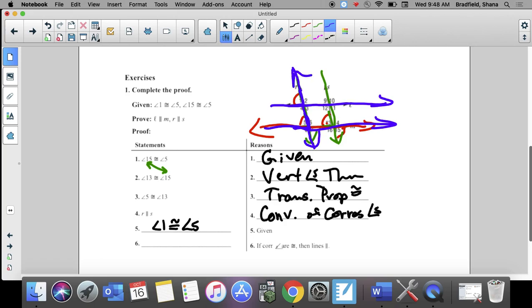So we can say that L and M are parallel because 1 and 5 are congruent and 1 and 5 are corresponding angles. So now I can say that L is parallel to M, and they just wrote out the theorem, but it's the converse of corresponding angles.